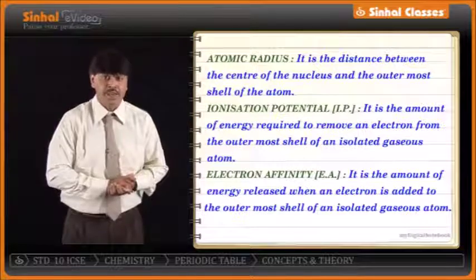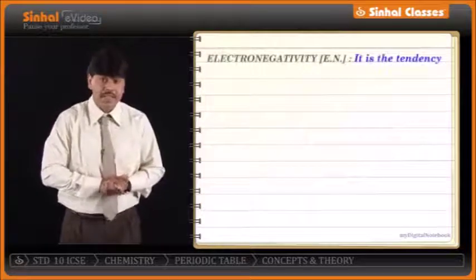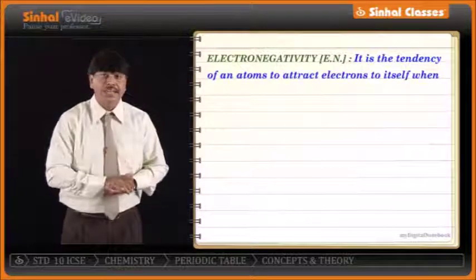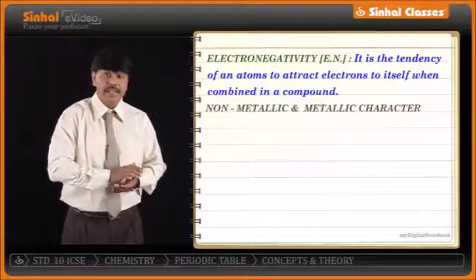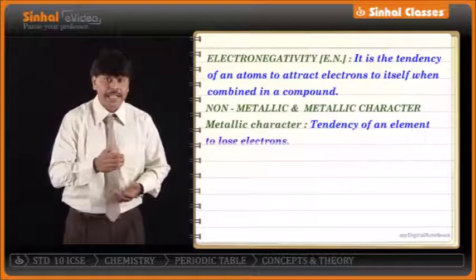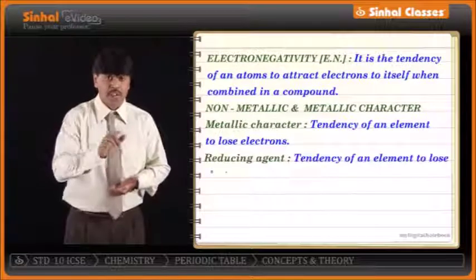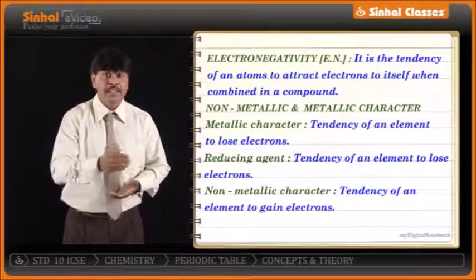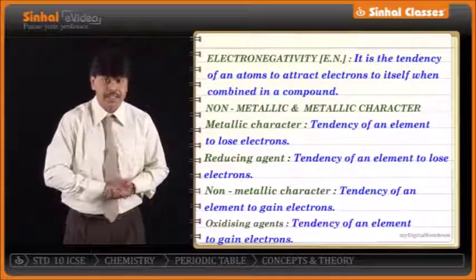an isolated gaseous atom. Electronegativity is the tendency of an atom to attract electrons towards itself, whereas non-metallic character is the tendency to accept electrons, and metallic character is the tendency to donate electrons; such donors are also called reducing agents. Whereas non-metals, which accept electrons, are called oxidizing agents.